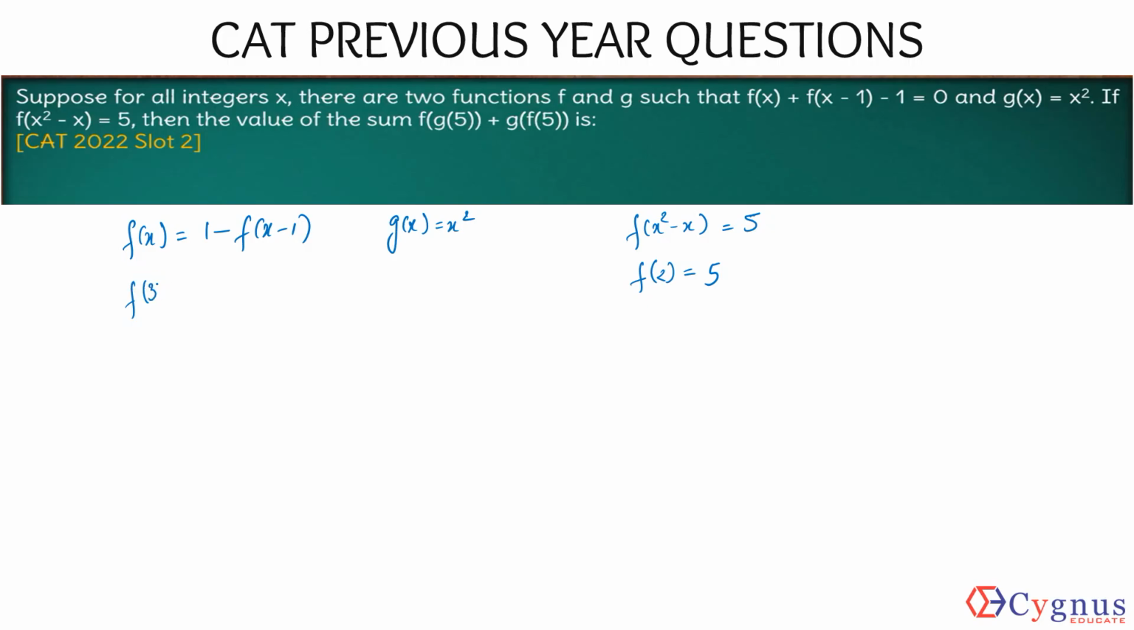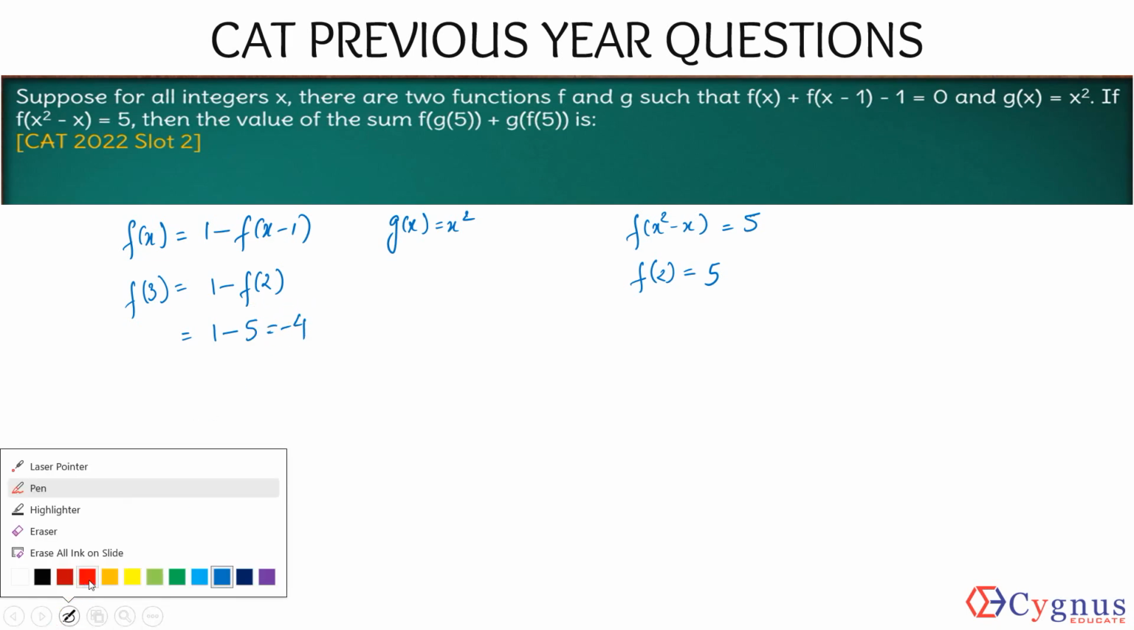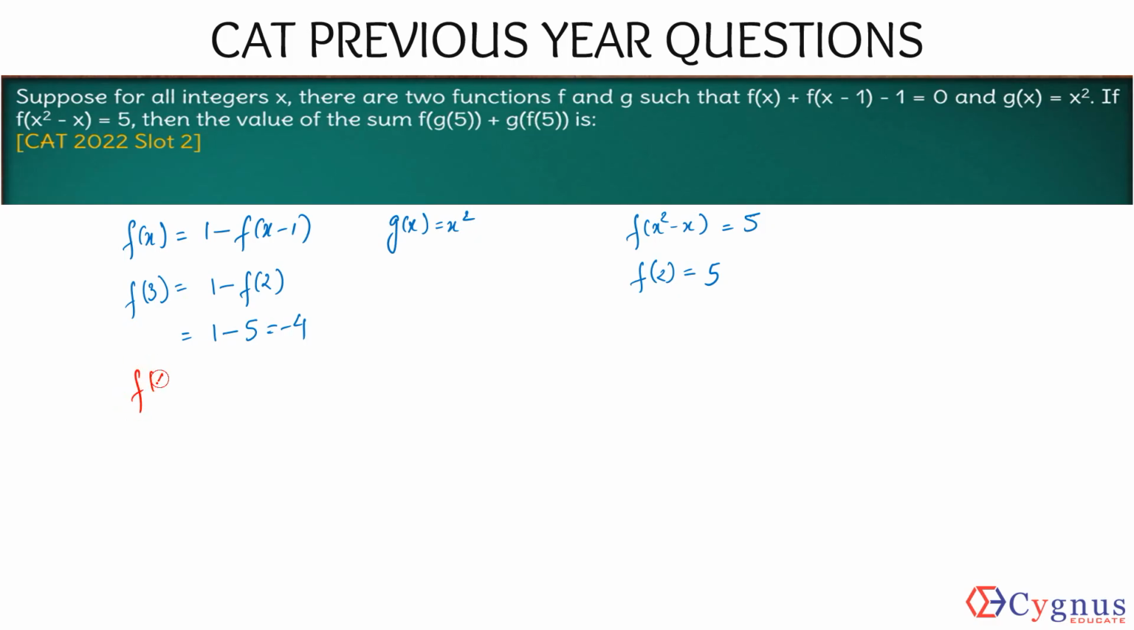Look at this one. F of 3 must be equal to 1 minus f of 3 minus 1, that is f of 2. F of 2 is equal to 5. So f of 3 becomes 1 minus 5, that is equal to minus 4. Yes or no? Now, can you calculate the value of f of 4? F of 4 has to be 1 minus f of 3. 1 minus minus 4 is again 5. So f of 4 is 5.